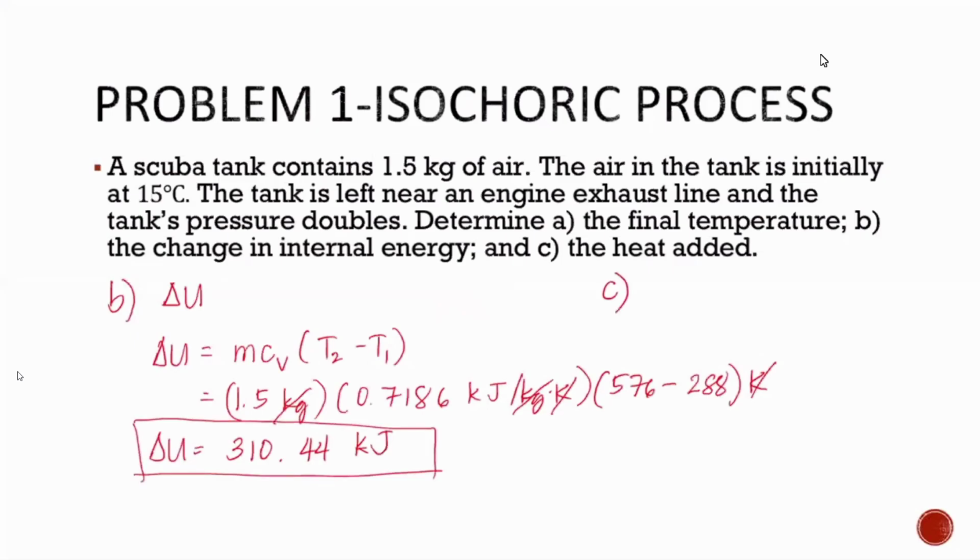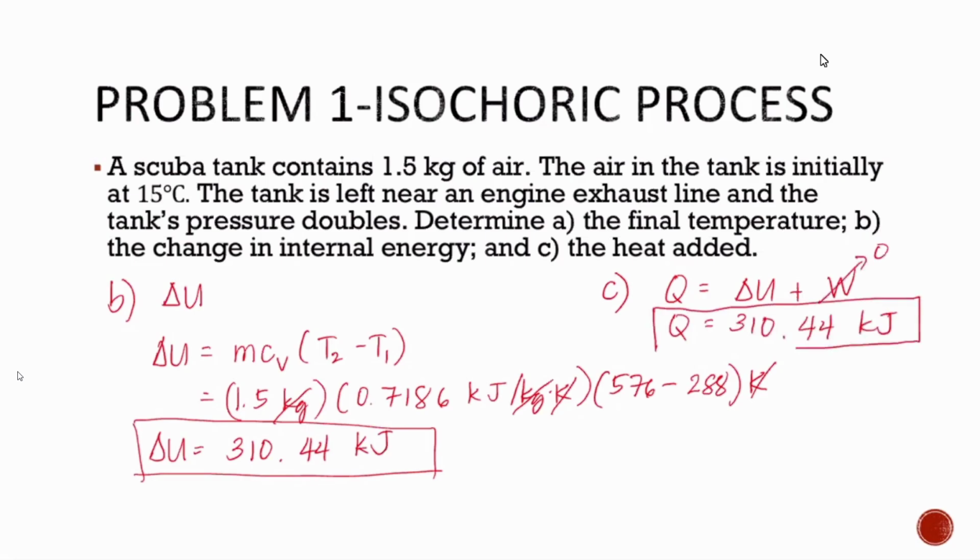So let's have letter C. Ma'am, yung heat added, ano yung hinahanap dito na symbol? We have Q. So based dun sa ating formula or state relations presented earlier, so we have the internal energy plus the non-flow work. Tama. So sabi kanina, the non-flow work is equal to 0. So therefore, the amount of Q is just equal to the delta U, which is 310.44 kilojoules. Ayan. So it's just the same.